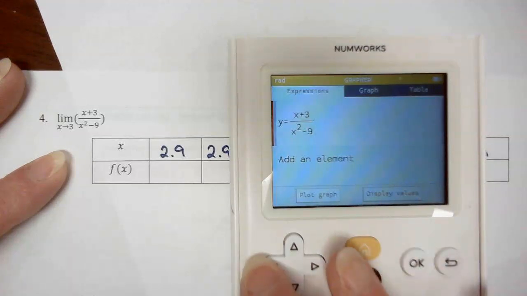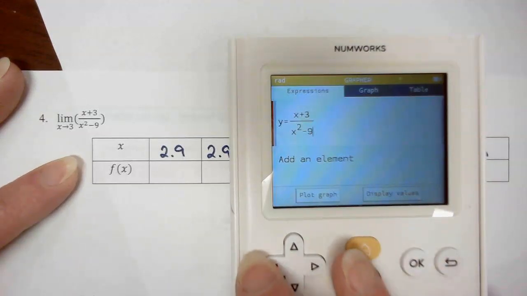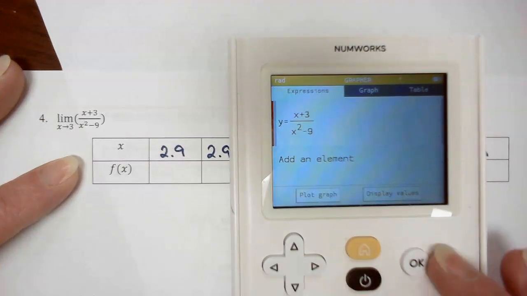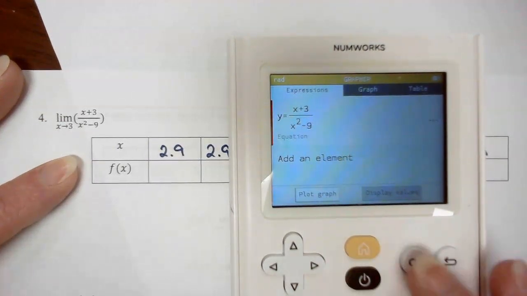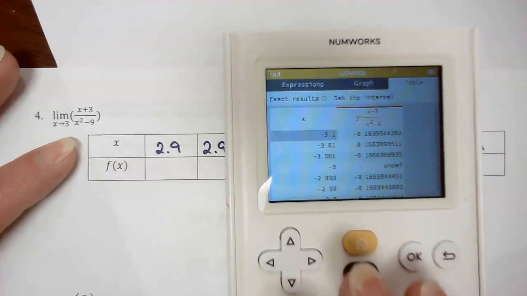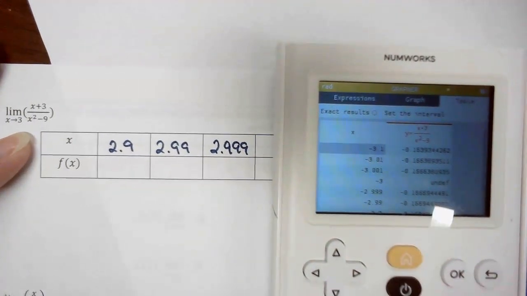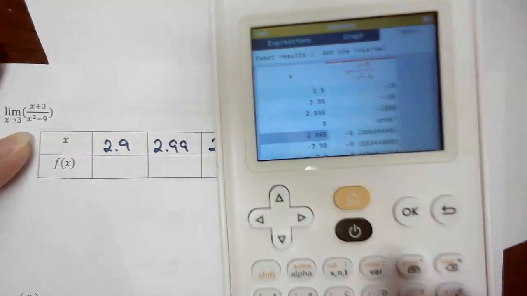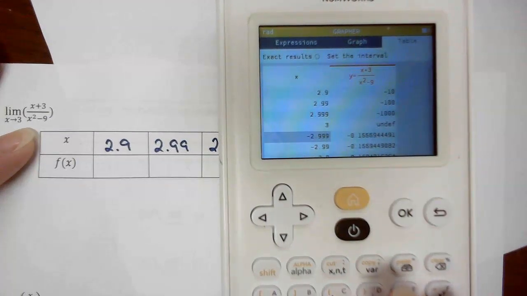So I'm going to go in and edit this one. Actually, this one is the same function, x plus 3 over x squared minus 9. What has changed are the x values, because we're approaching positive 3 this time. So I just need to change these x values to match what I have here. 2.99, 2.999, 3. Ooh, it still says it's undefined, because if I plug in 3, I get 0 in the denominator.